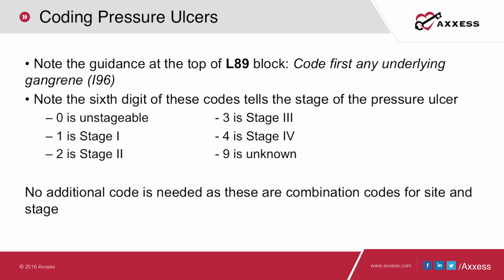But if they did that and sent you documentation that there's a pressure wound beneath that cast and you can't assess the depth of it, in that case you might have a 9 unknown for the depth. Otherwise, I can't ever imagine a reason you would do that. So don't get in that habit either, okay? No additional code is needed, as these codes are combo codes that include the site and the stage.